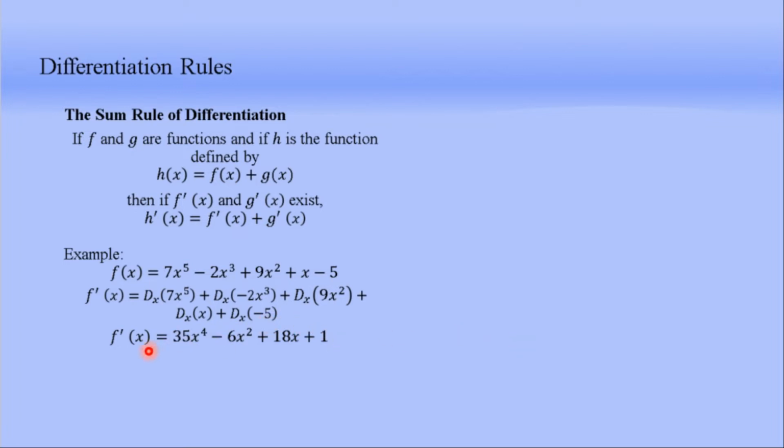And so, the derivative of f of x is 35x raised to the 4th power minus 6x squared plus 18x plus 1.